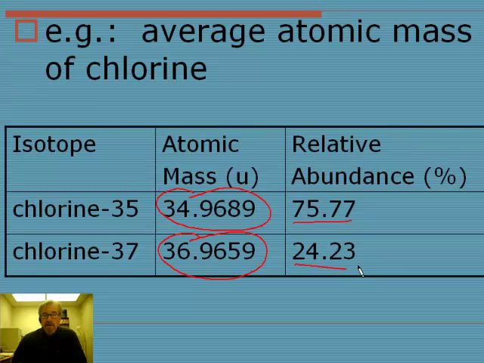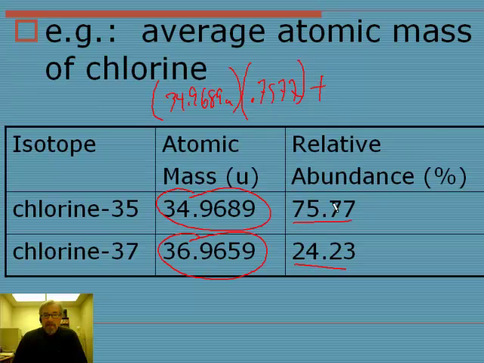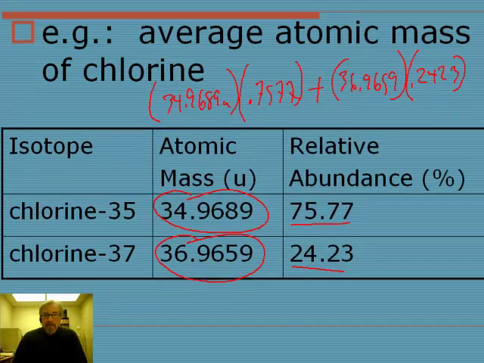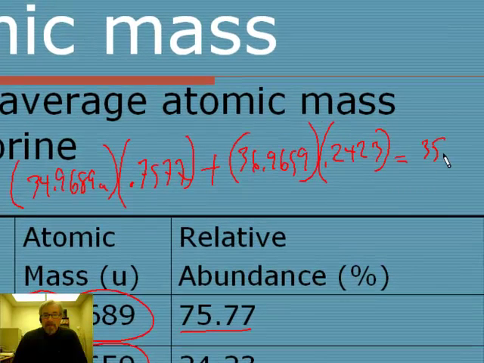We first of all take chlorine-35's atomic mass, which is 34.9689 U's. And we multiply that by the relative abundance, which is a percent, but we're going to turn it into a decimal, 0.7577. Then we're going to add to that the same product for chlorine-37. So 36.9659 multiplied by 0.2423, which is the relative abundance of chlorine-37. And when you do this, you come up with 35.45.